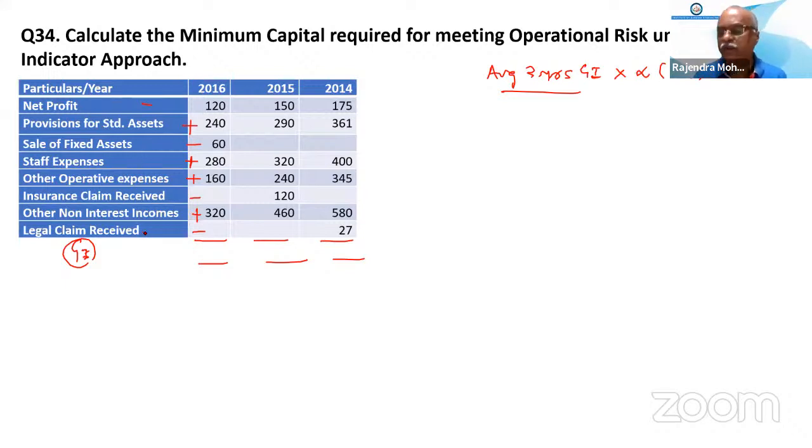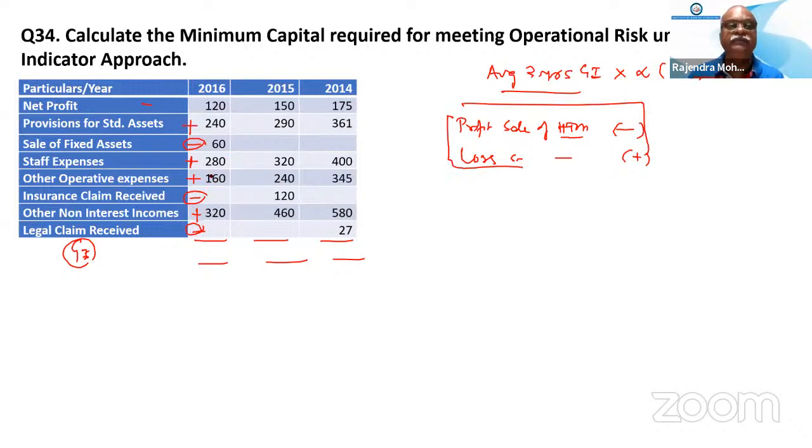Legal claim received is not a banking income. So insurance claim received is not a banking related thing. So such things should be deducted. So that's why we have deducted this, and this. And apart from that, another thing here which is not given, always remember, profit on sale of HTM category of investment. If there is any profit, that has to be deducted. And if there is a loss on sale of HTM category, that has to be added. So these two also you remember.